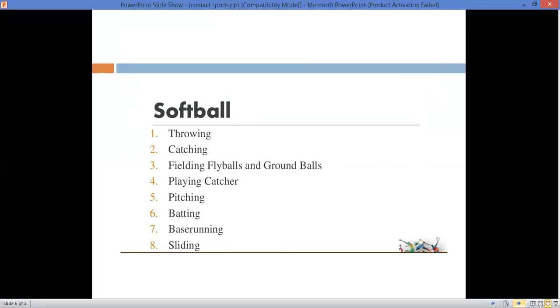In this game, the things that are involved are throwing, catching, fielding, flying balls and ground balls, playing catcher, pitching, batting, base running, sliding. In this, the batsman must be very active to hit the ball because the ball moves very fast, and the batsman must run for the runs. So he may slide. He can make a dive on the ground to reach the spot.